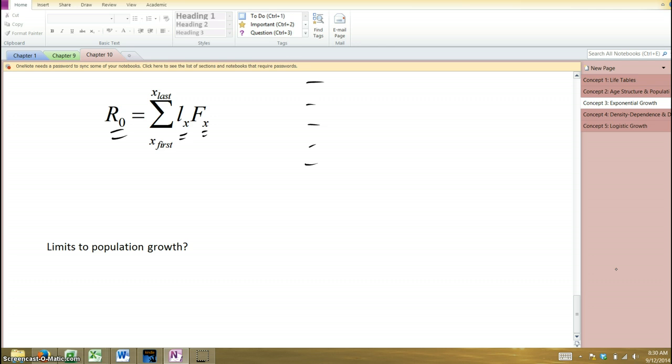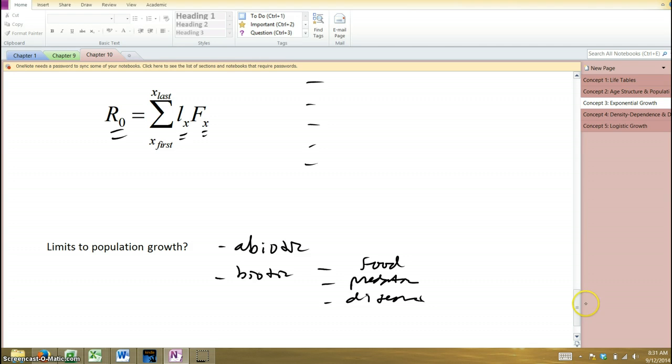limits to population growth. Well, indeed there are. We talked a little bit already about, of course, there can be abiotic factors like the weather, climate, things like that. And then, of course, you can have biotic factors. What would be some biotic factors that can control population growth? Of course, your food supply, predators, disease. Those are some good ones that can limit the growth of populations.